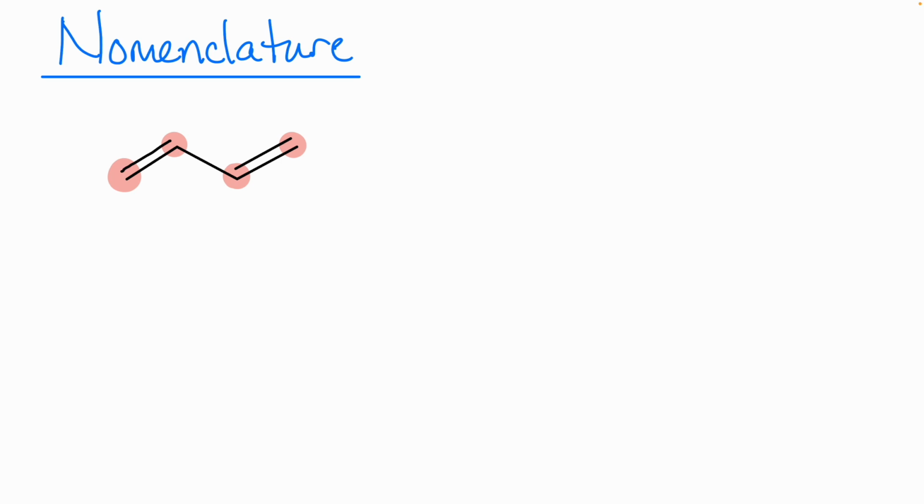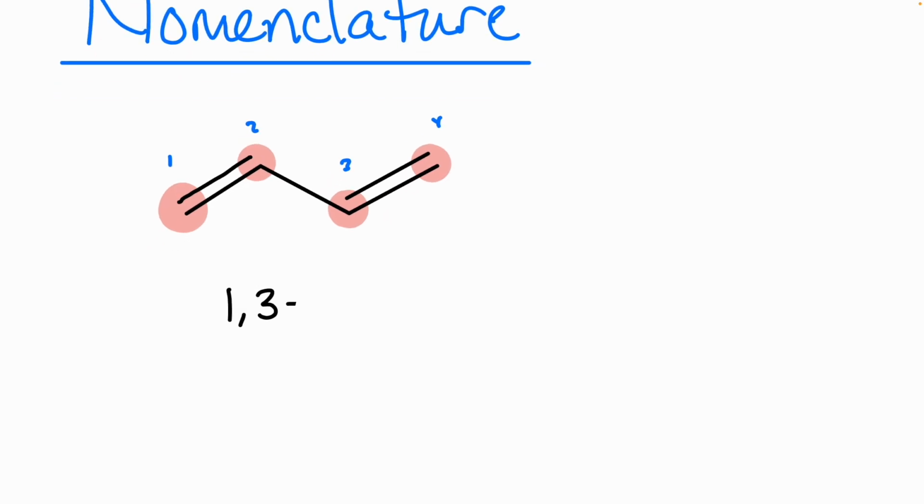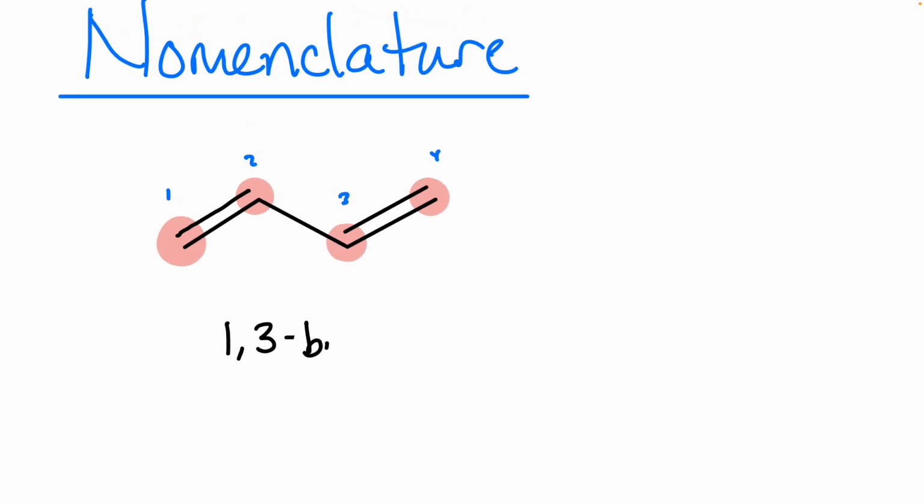So if we're going to number our carbons 1, 2, 3, 4, remember we refer to our double bonds by the lower number. This would be 1,3-butadiene. One thing to note here, so first of all, obviously there's the di. Why is there the di in the name? Because we got two double bonds.